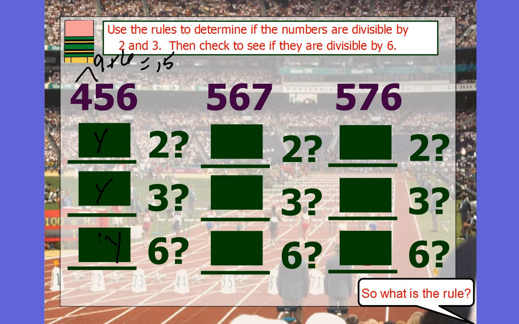Okay, but now if you look at the next number, you have 567, which is not divisible by 2. If you add 5 and 6, that gives you 11, plus 7 gives you 18, which means yes, it is divisible by 3, but since both of these are not yeses, it is not divisible by 6. Both of these have to be yeses in order for the 6 to be a yes. So I'm going to let you go ahead and try 576 on your own.